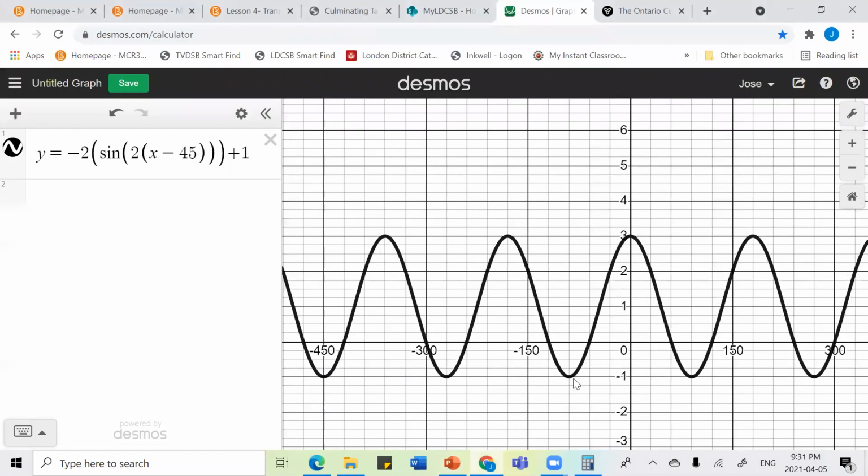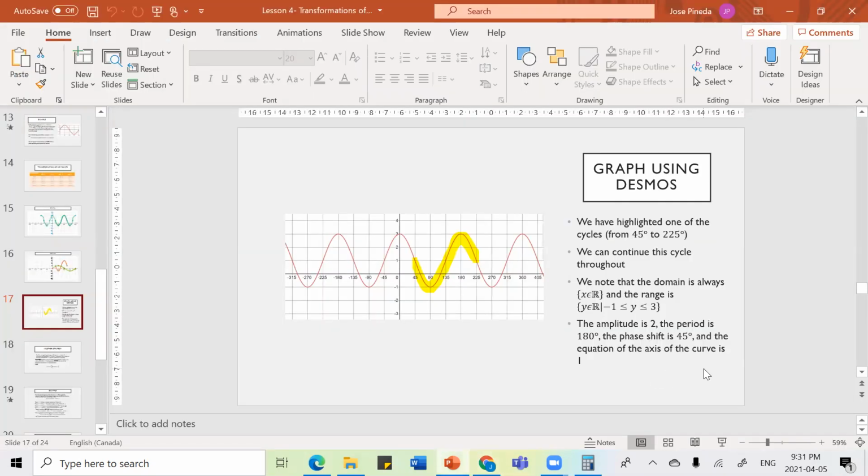So before, in the original sine function, the minimum value was -1. Oh, sorry, same minimum value. I just realized it's not always going to work that way. But the maximum value is different. It used to be +1, now it's +3. So we notice that there is a change in the range as well.